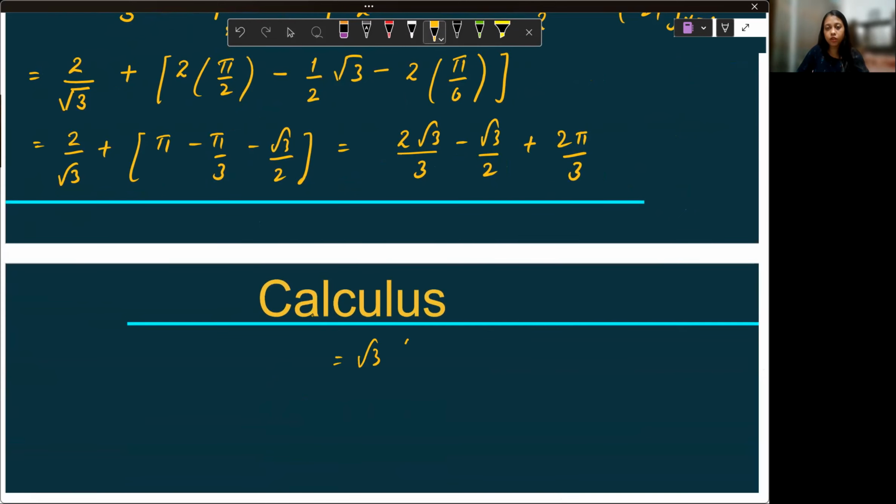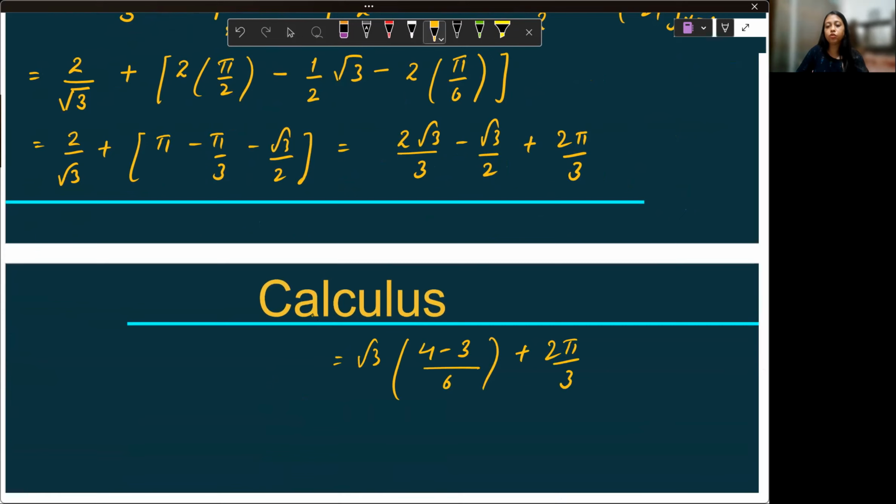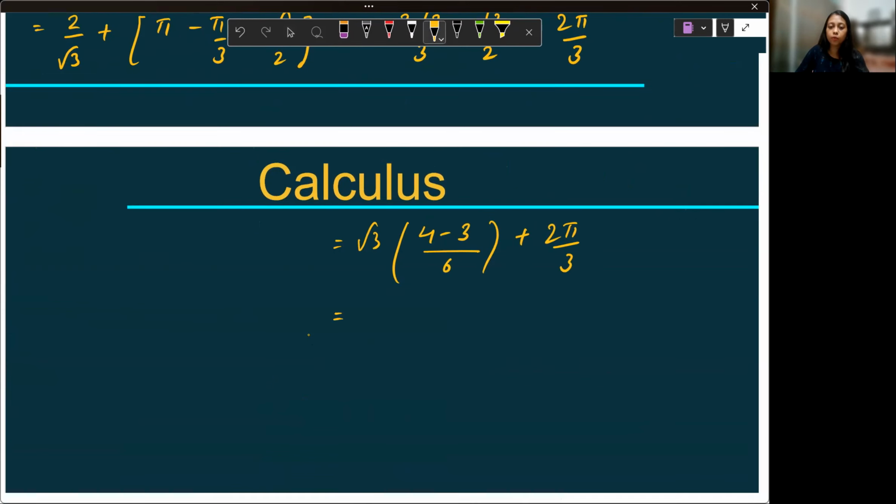Root 3 common. This is 2, this is 4 minus 3 by 6 plus 2 pi by 3. So your answer is, this is 1 by 6, which I can write as 1 by 2 root 3 plus 2 pi by 3. That's your answer.